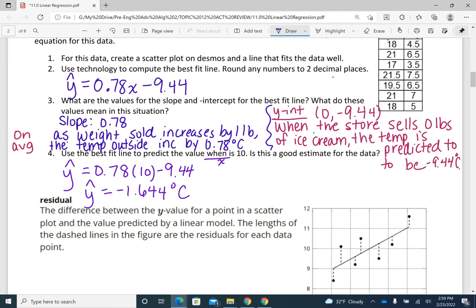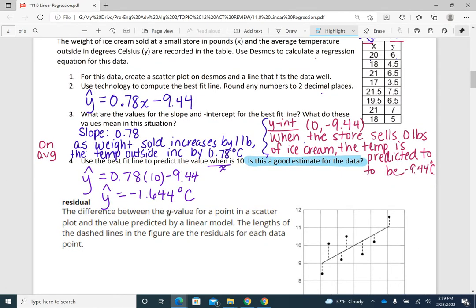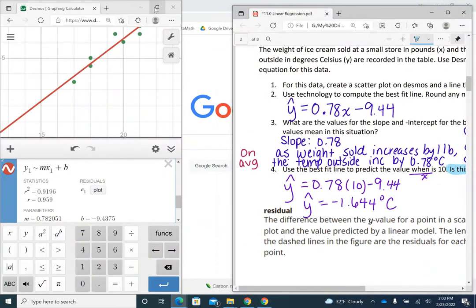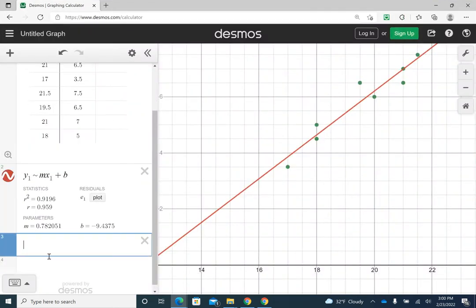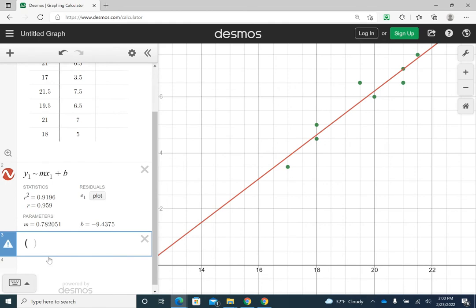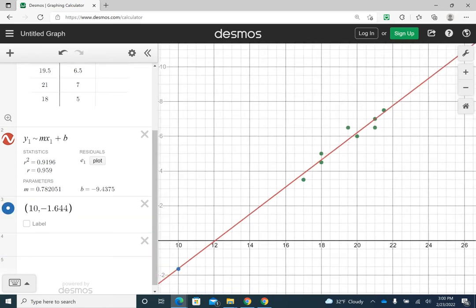Second question is really interesting. It says, is this a good estimate? And you're like, well, I used the formula, is it? This is where we look at the range of values that we have and where they're asking me to make a prediction. So I'm going to pull my Desmos back up, and I'm also going to graph the point that we just estimated: 10, comma, negative 1.644. I want you to see where it shows up.